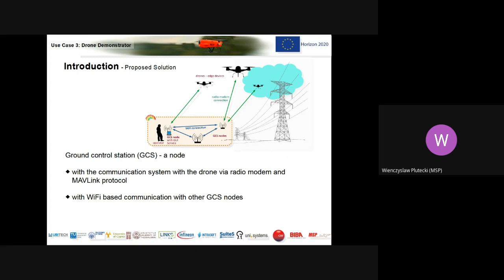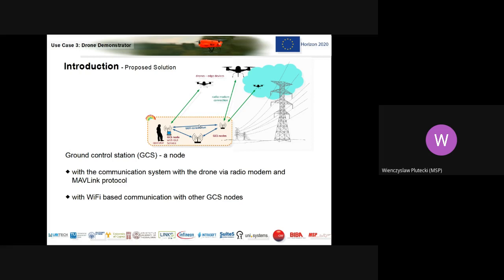Some words about the ground control station. This is the main part of the system. In the picture, we have 3 of them. The number of ground control stations in the system is open. We can have 1, we can have 3, we can have 10, 50, as many as is necessary. They are connected with drones, as I said before, with a radio modem link and the MAVLink protocol. And they are also connected between themselves with a Wi-Fi connection. With this Wi-Fi connection, they exchange information about the current mission status and about flying drones.